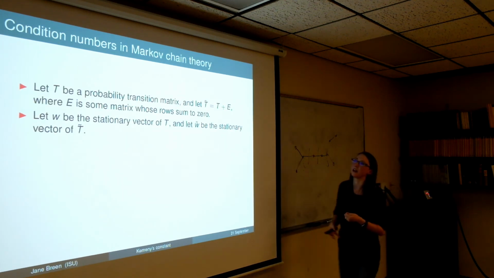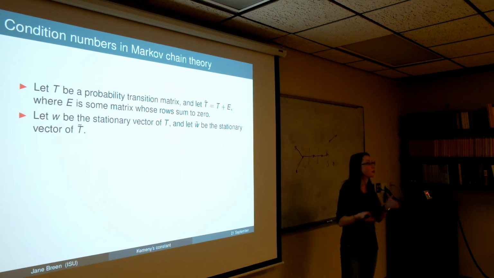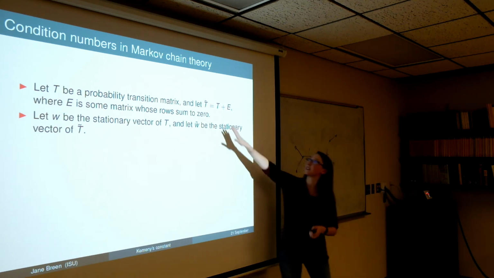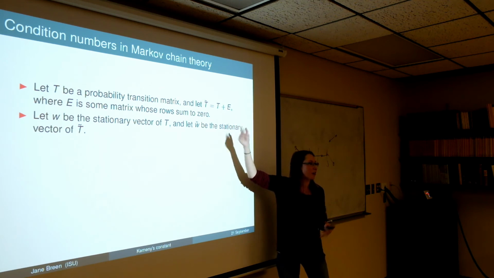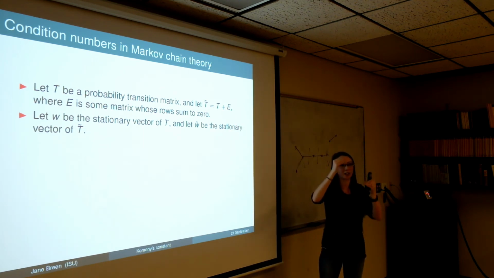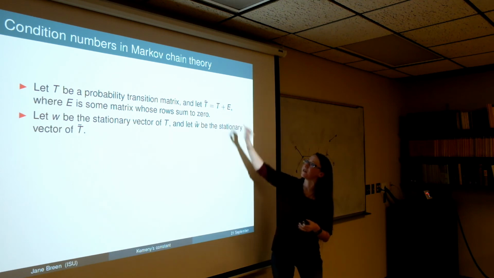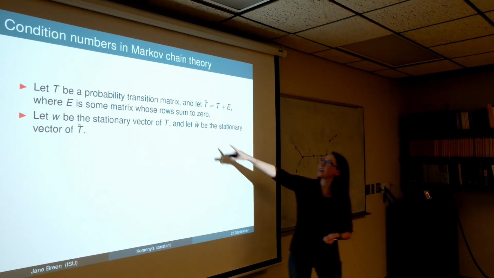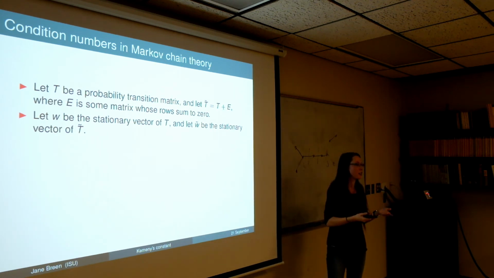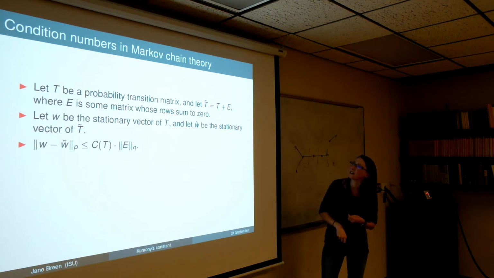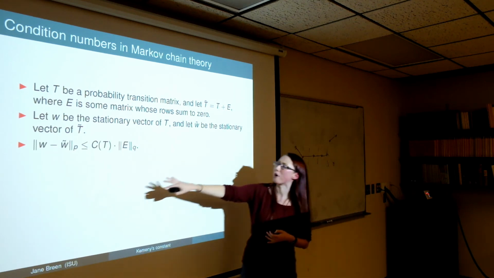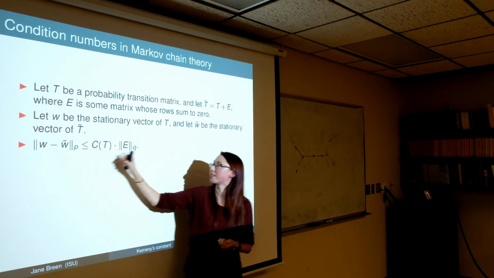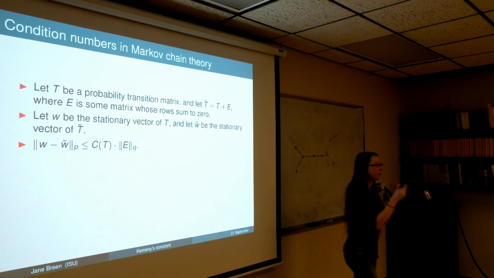In Markov chain theory, traditionally what's happened is we've done it for stationary vectors. So if you've got your transition matrix T and you perturb it, you get T tilde, which is T plus some error E, where you add some and subtract some off certain entries so that the rows of E sum to 0. Then you have W, the stationary vector of T, and W tilde, the one that you've actually calculated. A condition number is usually of the form where the norm of W minus W tilde is bounded by some function of my transition matrix multiplied by the size of my error.